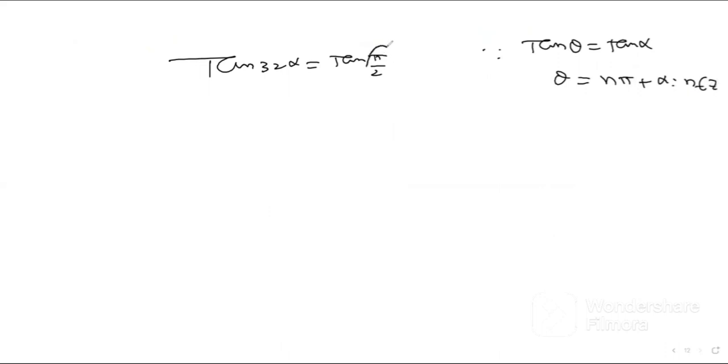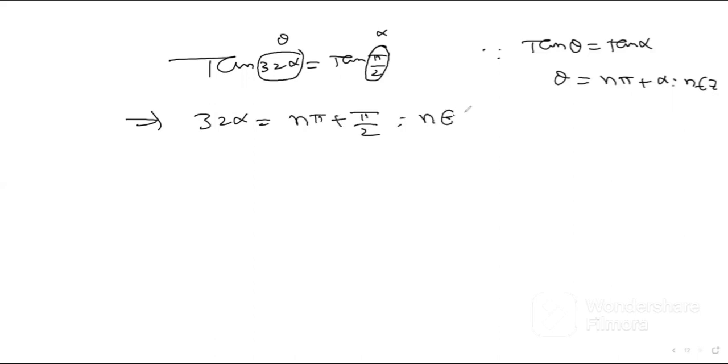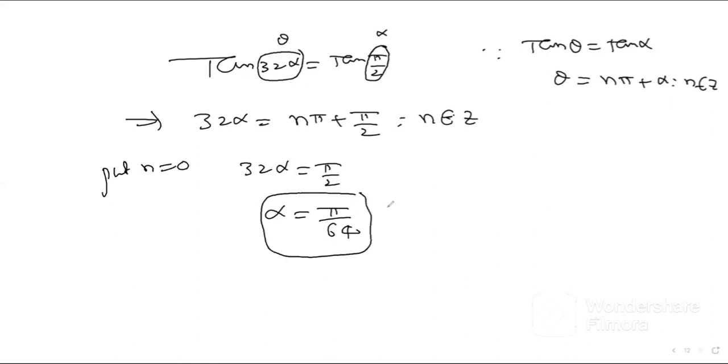Here, alpha is placed in pi by 2, and theta is replaced by 32 alpha, in the formula. So 32 alpha is equal to n pi plus pi by 2, where n belongs to Z. Put n equal to 0. What do we get? 32 alpha is equal to pi by 2, so alpha is equal to pi by 64. Sending the 32 to the right side, we divide pi by 64. This is one of the options: alpha is equal to pi by 64.